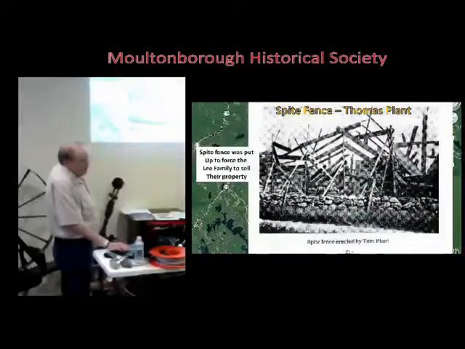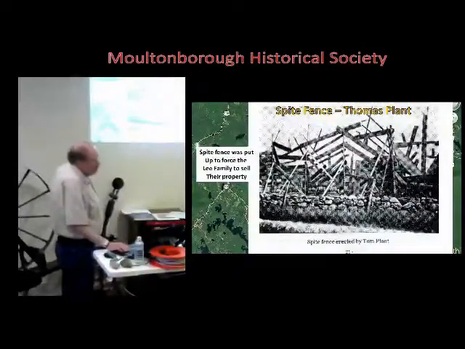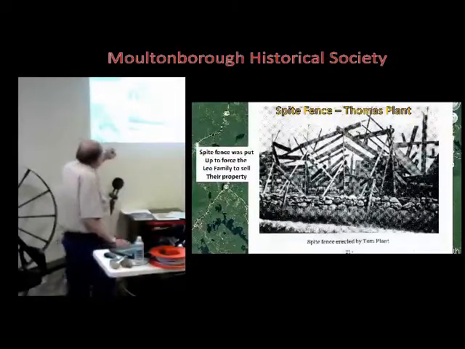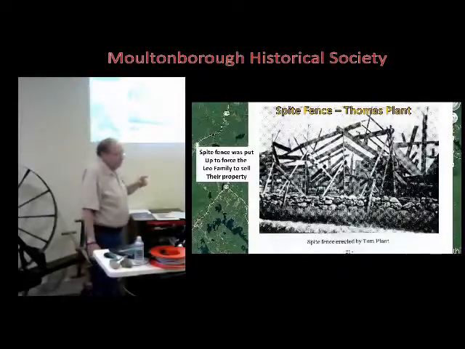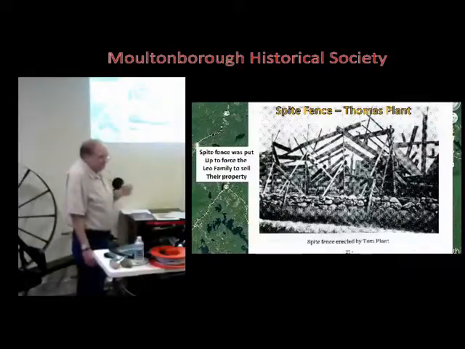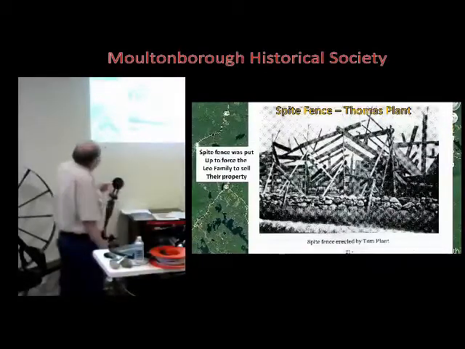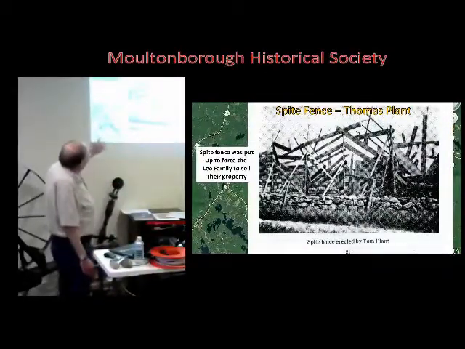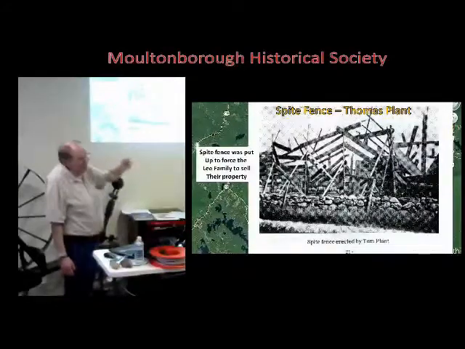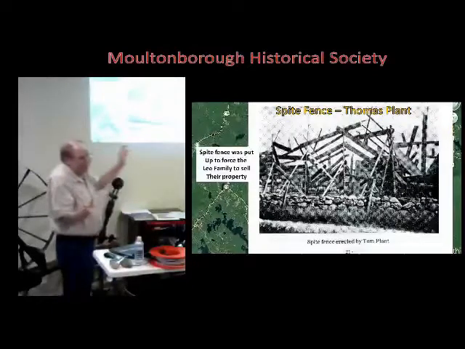The spike fence. This was one of Thomas Plant's ideas. Remember that stone wall facing the Lee family home? Well, right behind it, the Lees wouldn't sell the property to Thomas Plant. So he kept trying and trying. So finally, he built this fence all along that stone wall to block their view of Lake Winnipesaukee. So they couldn't see anything.